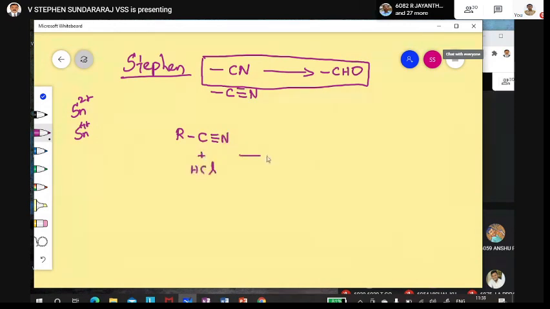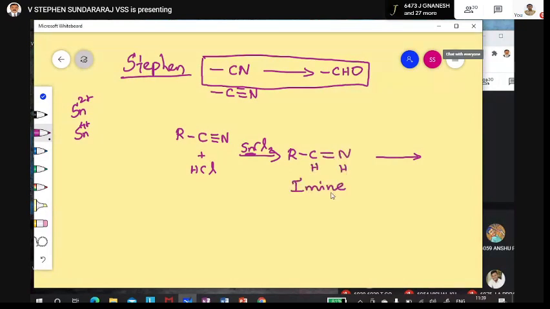Sn2+, or SnCl2. Now what happened here, there are two steps. After that, you have to do one more step, because the metal is involved. So here hydrolysis will come. So R, C double bond N, here one hydrogen, here one hydrogen. This is called the intermediate, we call it an imine. Now when this imine is hydrolyzed, with H3O+, or you can use H+, H2O, you will get RCH double bond O, that is CHO.